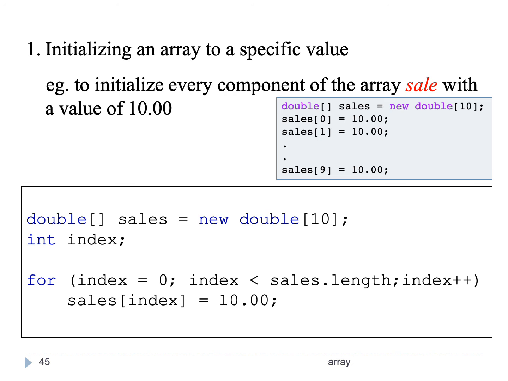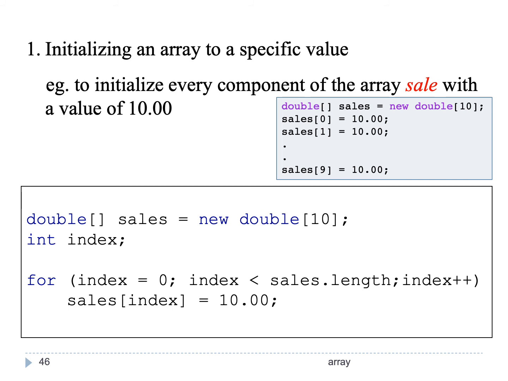Here is showing how to initialize an array to a specific value. For example, we have an array called sales that is type double. The size of it is 10. So we write double[] sales = new double[10]. Since we want all components to have the value 10, instead of doing sales at index 0 equal to 10, sales at index 1 equal to 10, up until sales at index 9 equal to 10, we can use a for loop to do it.